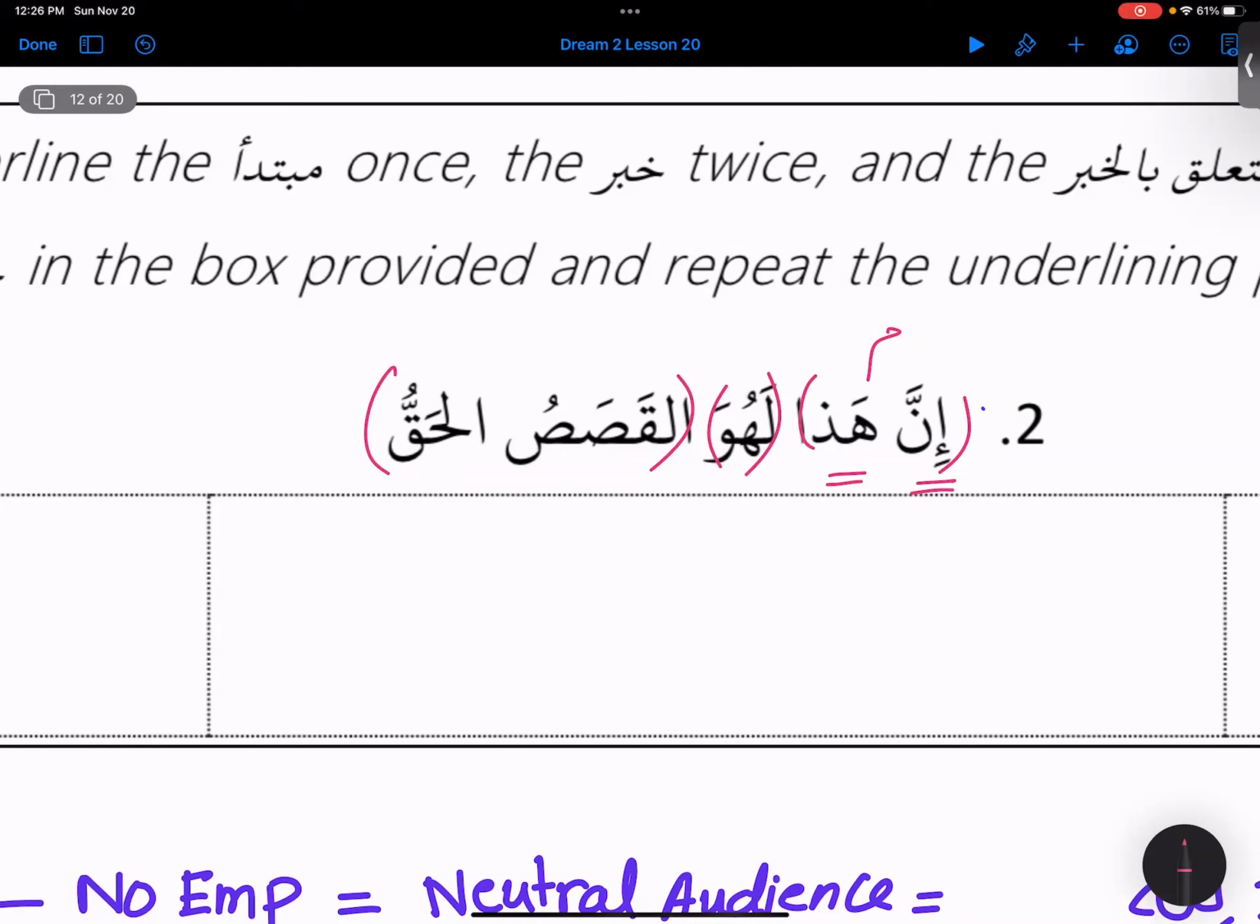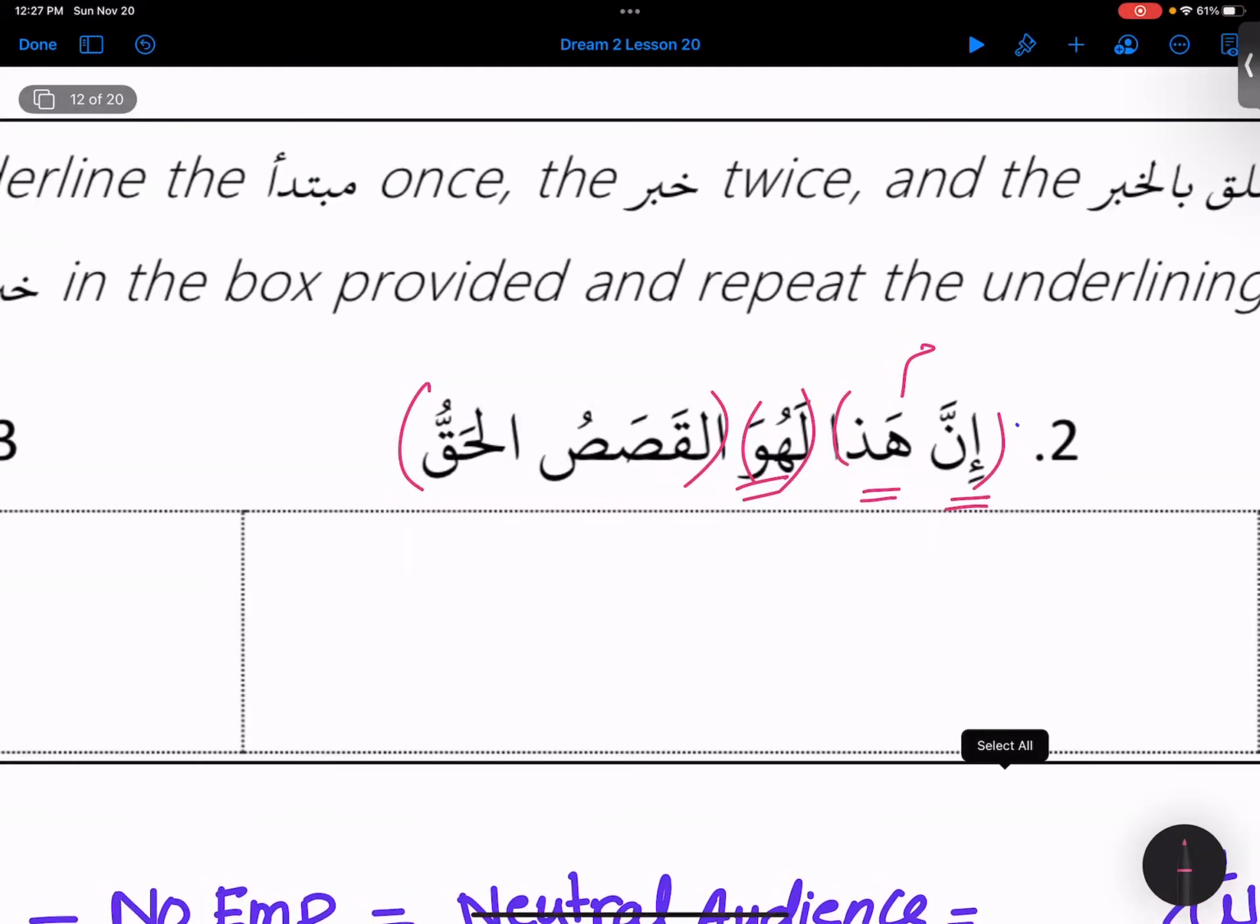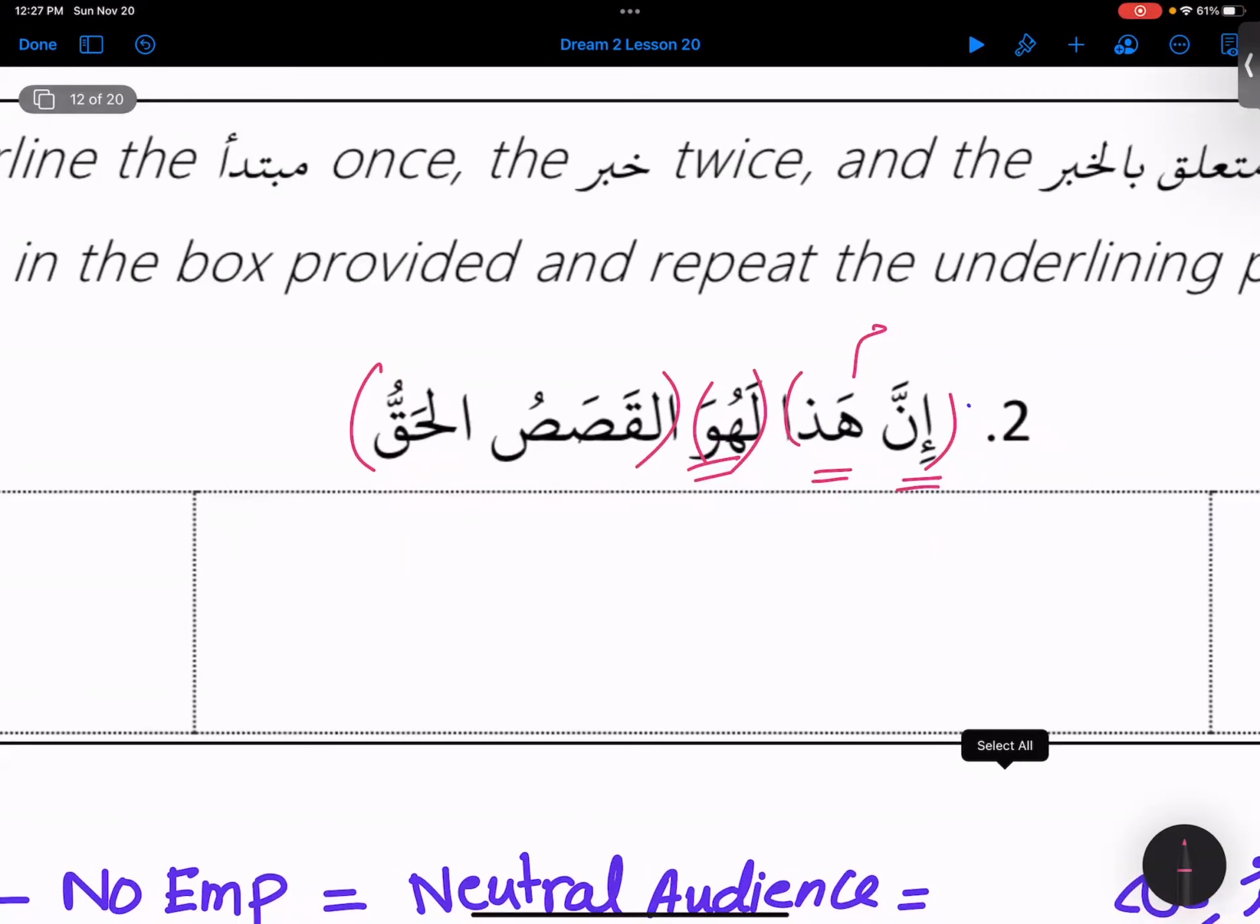What is this huwa? Basically, huwa, humahum, so this is an independent pronoun. Can jar majrur come with the independent pronoun? Lahum, yeah, but that is an attached pronoun. Jar majrur always comes with the attached pronoun, not with the independent one. This huwa is independent, right? So this lam is lam of emphasis. We know that with inna, we can have lam of emphasis, right? Another taqid is coming over here. So, inna hadha lahuwa, indeed this is, no doubt about it, definitely. So this lam is definitely, no doubt, kasasul haqq, the true narration, the true story.